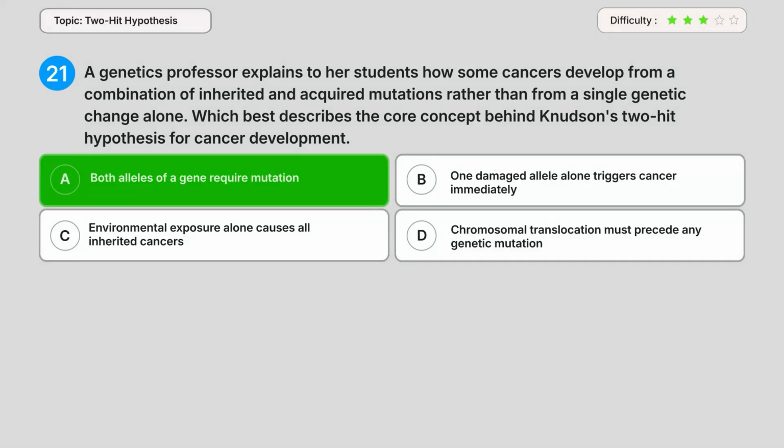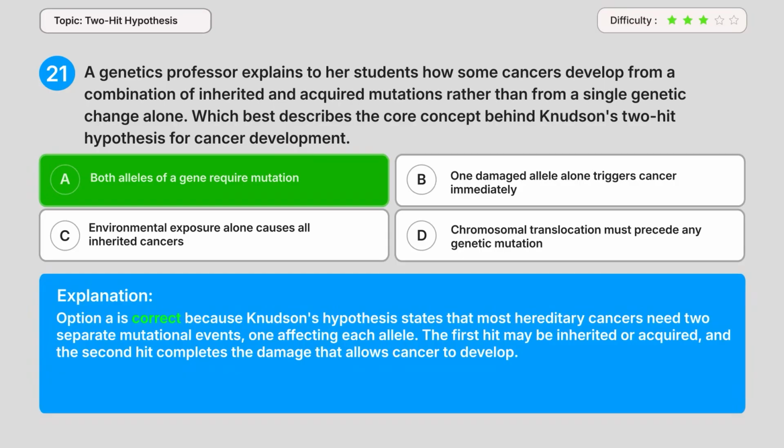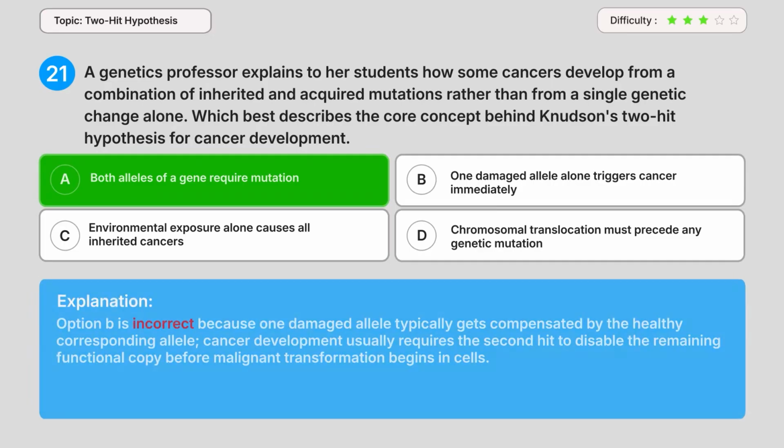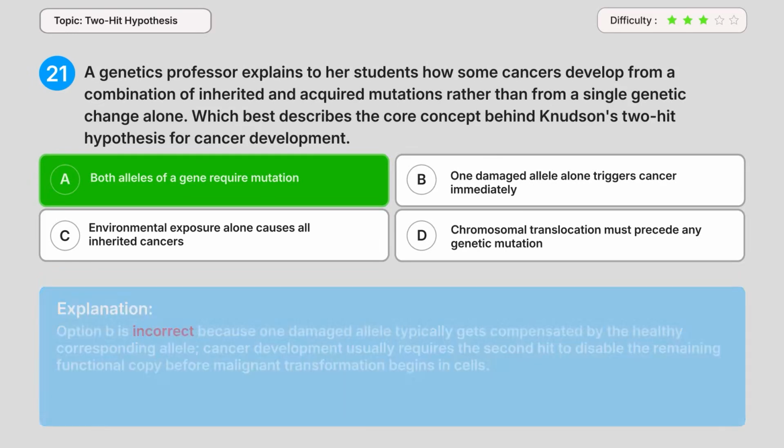Correct answer. A. Both alleles of a gene require mutation. Knudson's hypothesis states that most hereditary cancers need two separate mutational events, one affecting each allele. The first hit may be inherited or acquired, and the second hit completes the damage that allows cancer to develop. Option B is incorrect, because one damaged allele typically gets compensated by the healthy corresponding allele. Cancer development usually requires the second hit to disable the remaining functional copy before malignant transformation begins in cells.